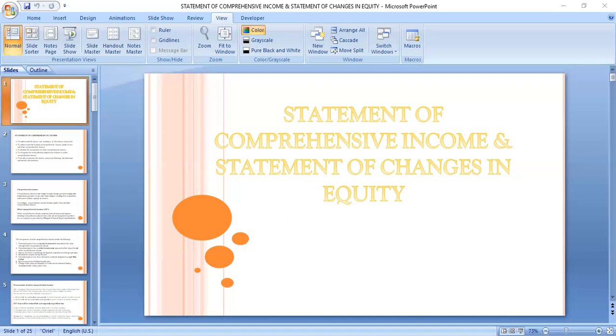Effects of changes in accounting policies are shown as an adjustment of the beginning balance of retained earnings. If the net income of the prior period is understated because of the change in accounting policy, the effects are added to the beginning retained earnings. If the net income of the prior period is overstated because of the change in accounting policy, the effect is deducted from the beginning retained earnings.